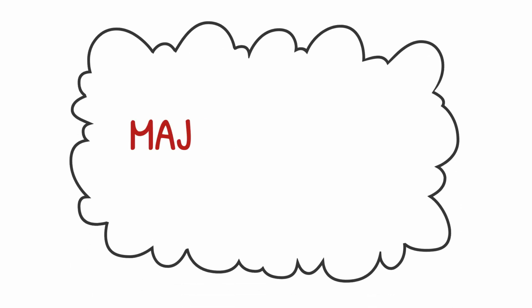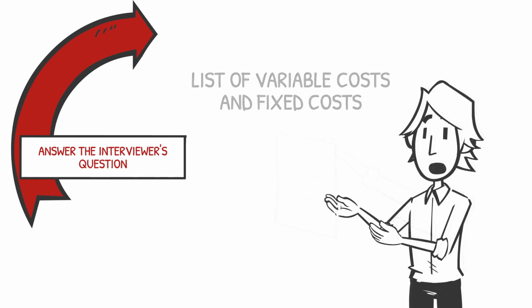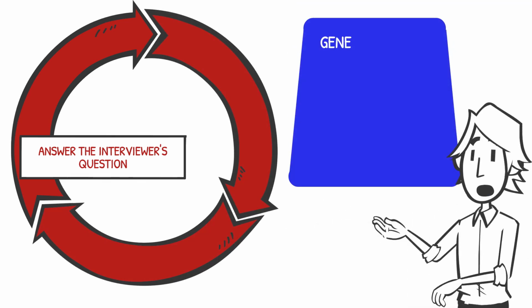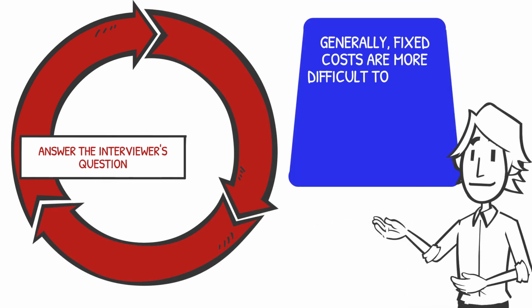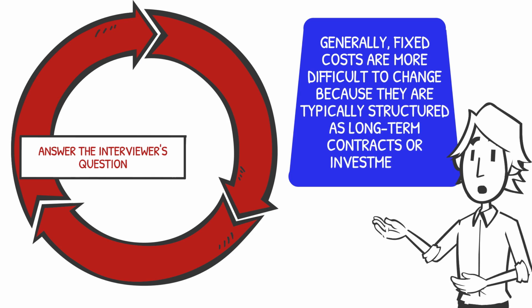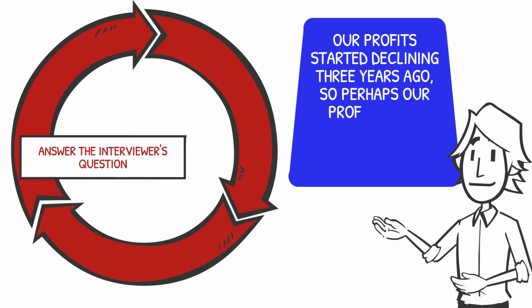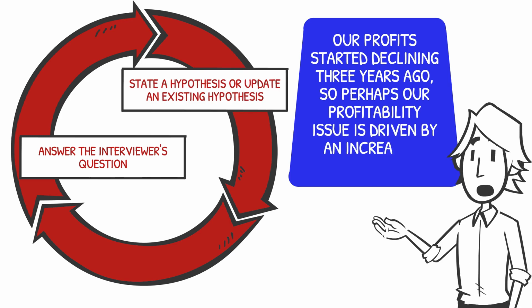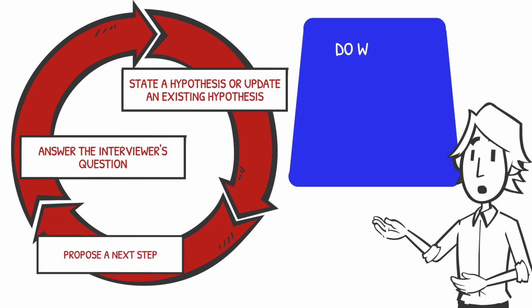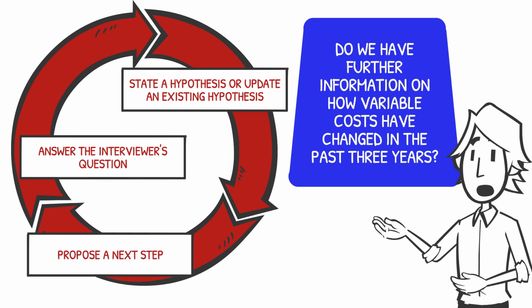When asked to brainstorm the major costs of the business, you should first answer the interviewer's question by presenting a list of variable costs and fixed costs. Then, you should say something like, "Generally, fixed costs are more difficult to change because they are typically structured as long-term contracts or investments. Our profits started declining 3 years ago, so perhaps our profitability issue is driven by an increase in variable costs. Do we have further information on how variable costs have changed in the past 3 years?"